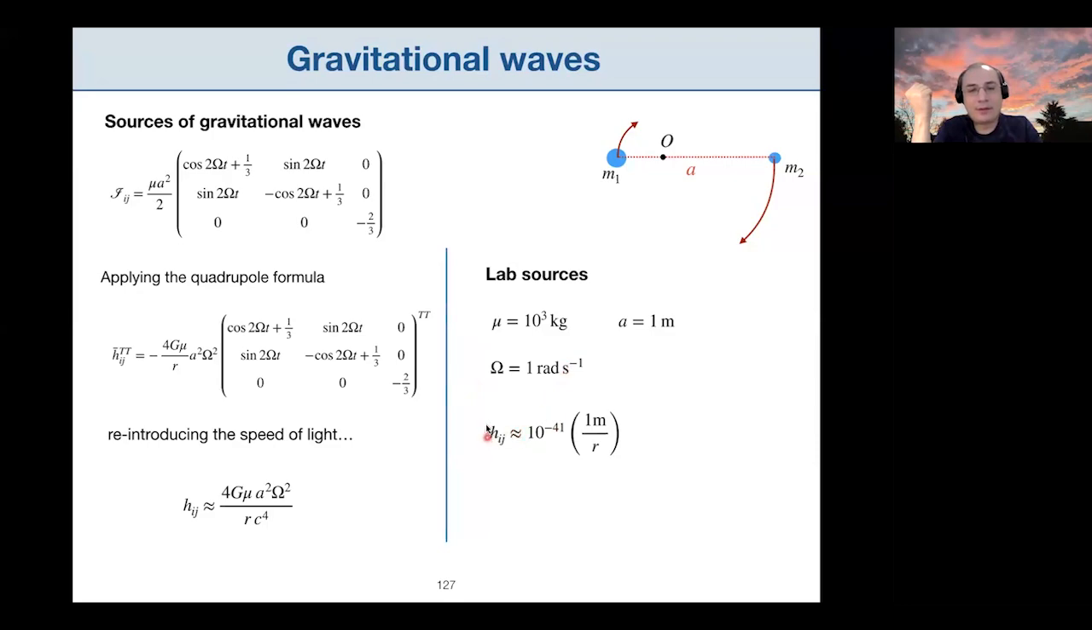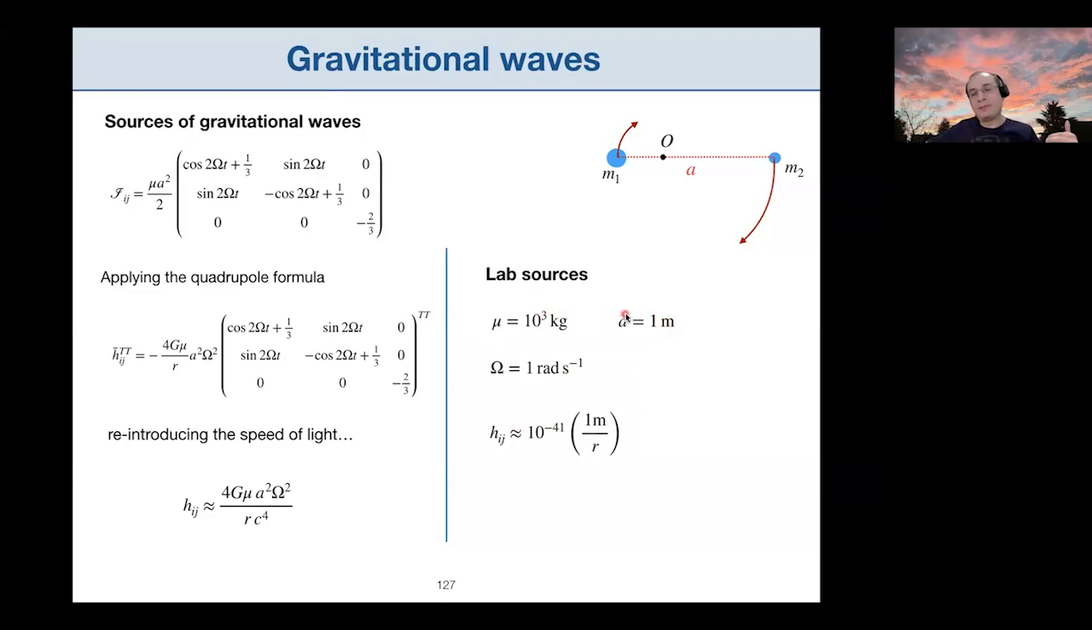However, the problem is that the strain of the gravitational wave we get will be around 10 to minus 41 times 1 meter divided by the distance from this system. And in order to be shielded from the direct effects of these masses or tidal fields, you would prefer to be somewhat further away from the system to measure that. So the strain is 10 to minus 40 something. And this is a ridiculously small number. It's so small that I don't think there is any hope we'll ever produce a lab source here.